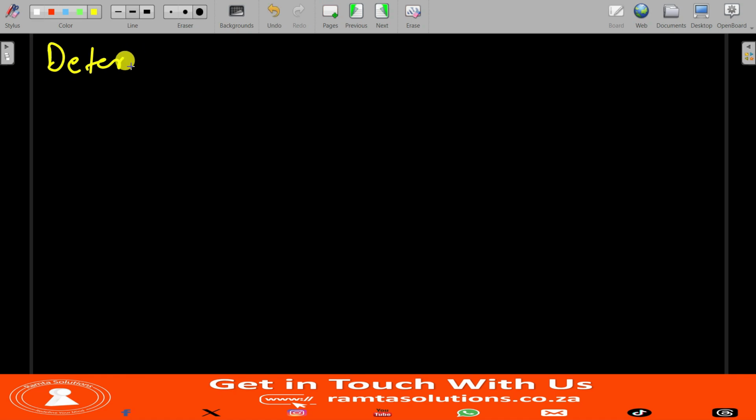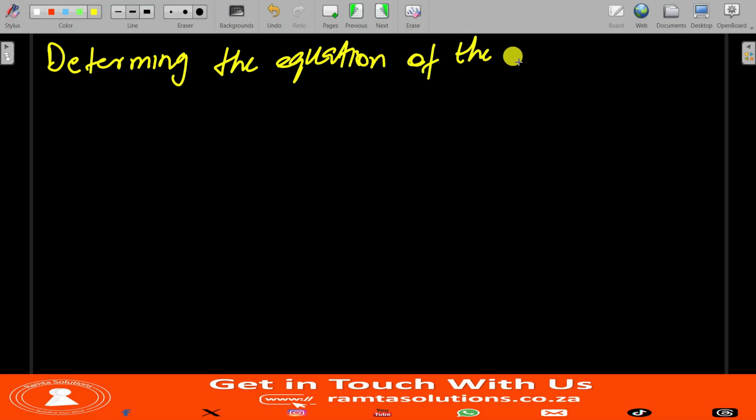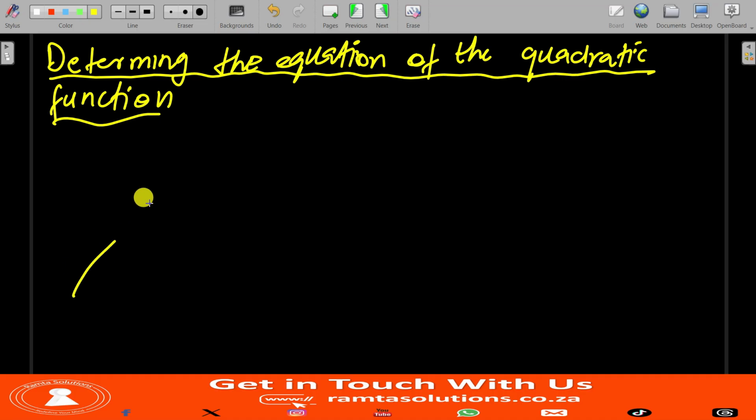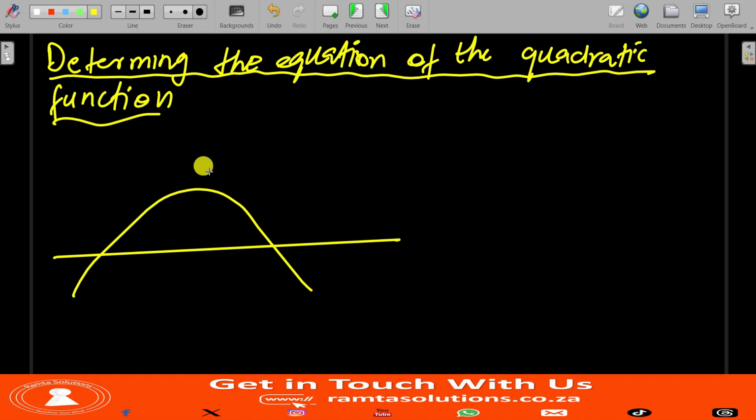So, determining the equation of the quadratic function. Let's see. All right. So, which one should we think of? Okay, let's imagine now we have this one here, and then we have this point here. Let's say it's point A.